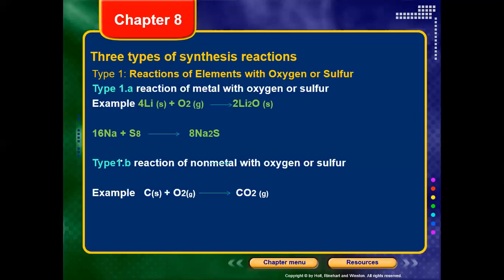Type 1b, reaction of nonmetal with oxygen or sulfur. Nonmetals like carbon react with oxygen, producing carbon dioxide. Okay?